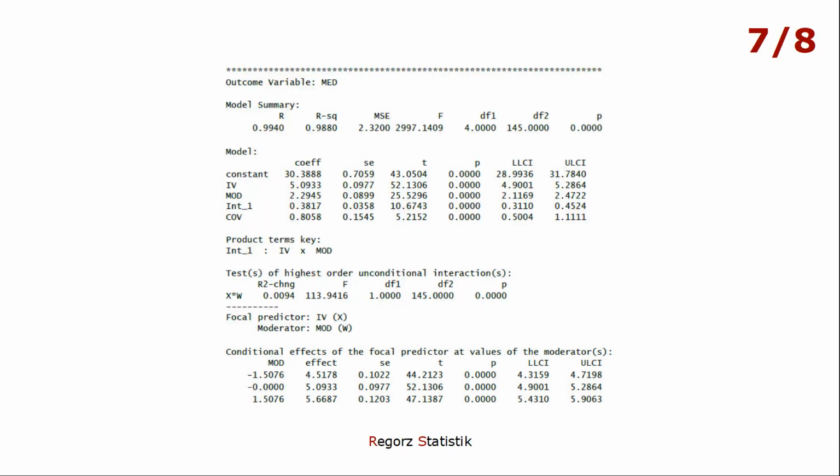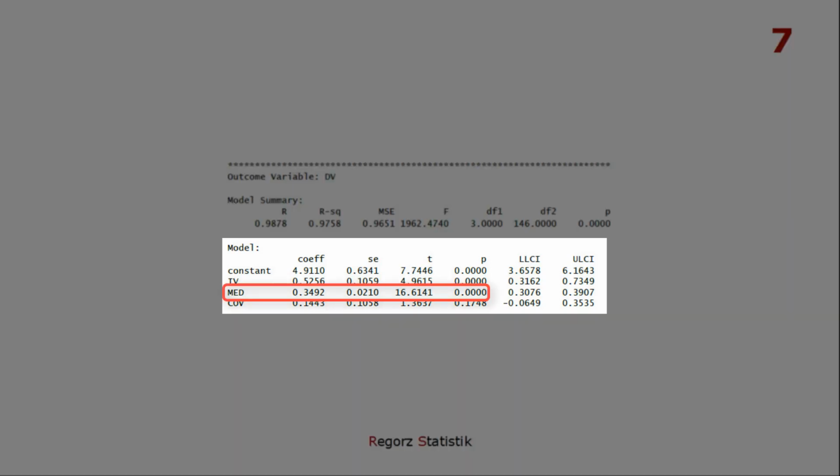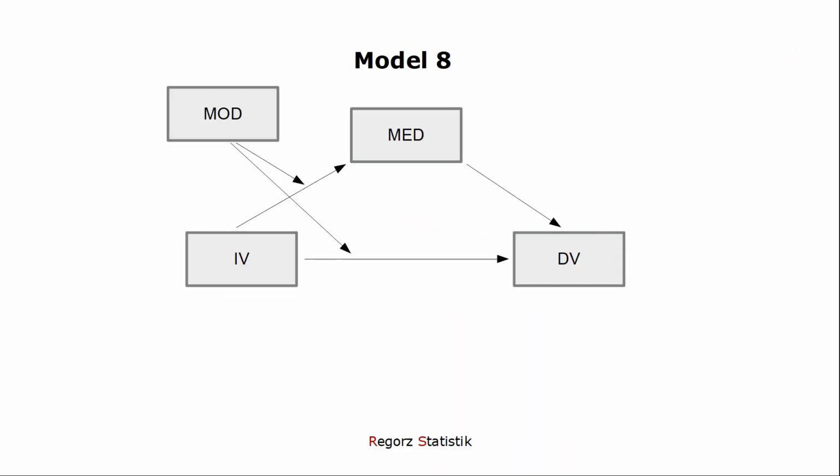This model of the A path is the same for models 7 and 8. Where it's different is the model for the B path and the C prime path. Here, model 7, we have the regression weight for the B path, that is the effect from the mediator to the dependent variable, which is significant in this case, and we have the effect from the independent variable on the dependent variable, that is the C prime path. For model 8, that's different.